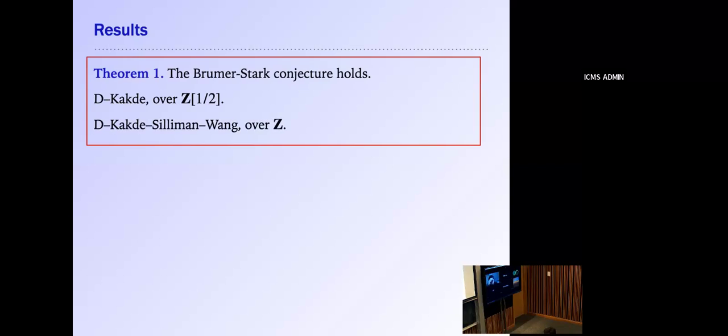So the theorem is, okay, the Brumer-Stark conjecture holds. Mahesh and I proved this over Z[1/2] first, and Mahesh is going to spend 2 lectures covering the proof of that tomorrow and Wednesday. And then over Z, it was a lot more work. I would say the work to go from knowing the result over Z[1/2] to removing that 1/2 and getting it over Z was more than getting the result over Z[1/2].